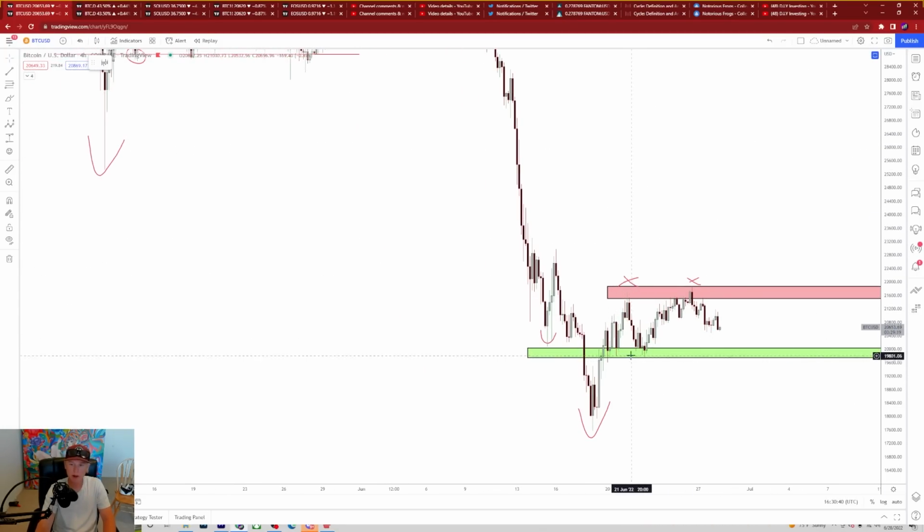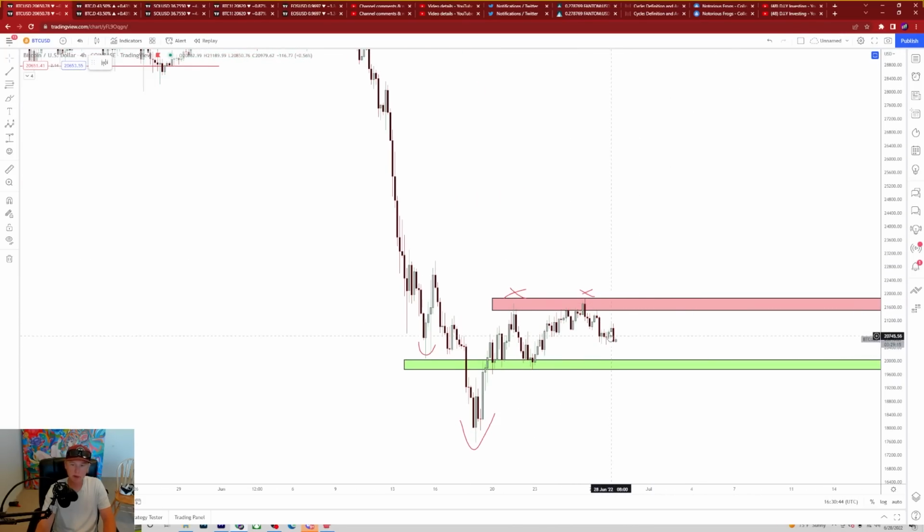We did make a couple bounces here after our original rejection, but I believe that we're going to come back down and retest this range. And so we could play this once again from here. Let's say that we take a buy. Let's say that we post our entry here at 19,746.